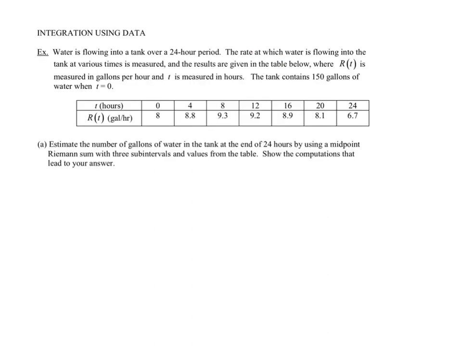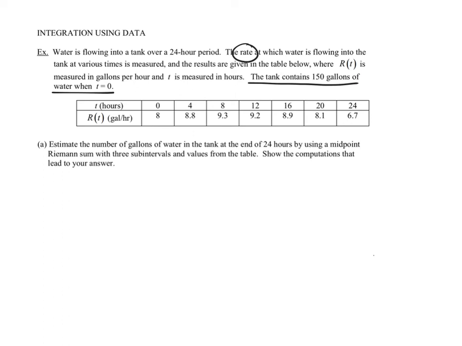Okay, in our last example here, we are given a table. It says that water is flowing into the tank over a 24-hour period. The rate, which is a very important word in this question, at which water is flowing into the tank at various times is measured, and the results are given in the table. The tank contains 150 gallons of water when t is equal to 0. So it's a very important fact in this particular question.